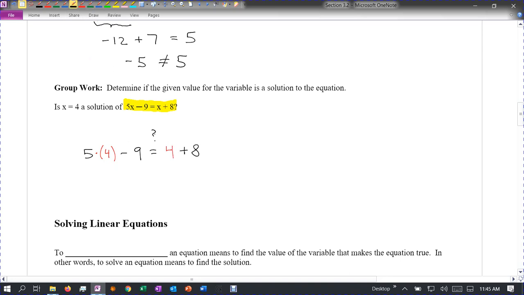This is a question. Is that true or not? So we multiply here first. That's going to give us 20. Take away 9. Does that equal 12? Just 8 plus 4. And 20 take away 9, that's 11. And that is not equal to 12. So that's not a solution either. Now, there are solutions to things. Don't worry. We're not going to get paranoid here that we never get solutions. All right? Because we do.